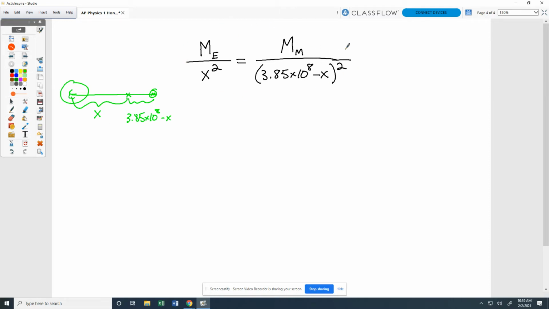So when I get to this stage, the next thing I would probably do is go ahead and put some numbers in. Let's put in the mass of the Earth, which is 5.98 times 10 to the 24th over x squared, and then the mass of the moon, which is 7.35 times 10 to the 22nd over this thing here.